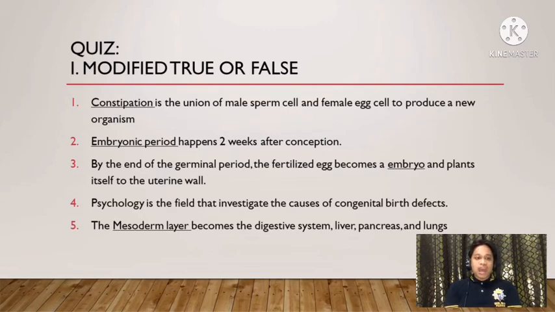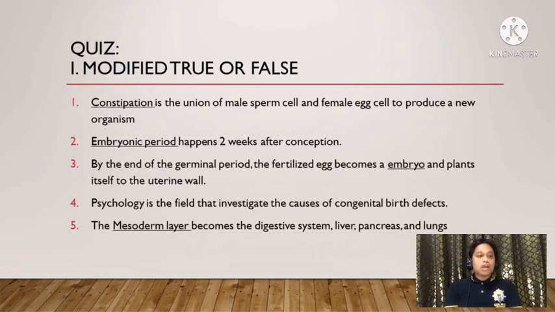Number 3, by the end of the germinal period, the fertilized egg becomes an embryo and plants itself in the uterine wall. I repeat, by the end of the germinal period, the fertilized egg becomes an embryo and plants itself in the uterine wall. The underlined word there is embryo. Number 4, psychology is the field that investigates the causes of congenital birth defects. I repeat, psychology is the field that investigates the causes of congenital defects. The underlined word there is psychology.